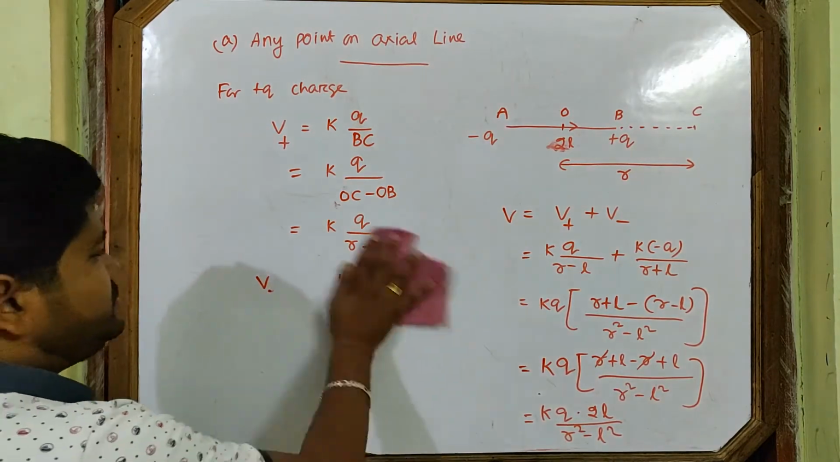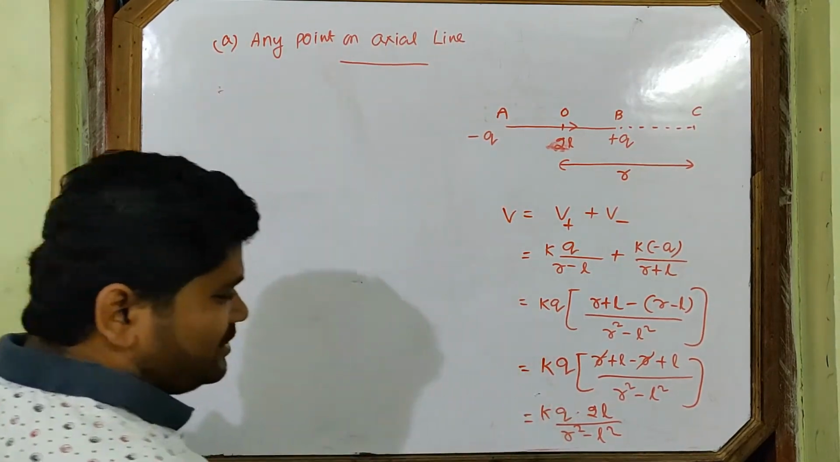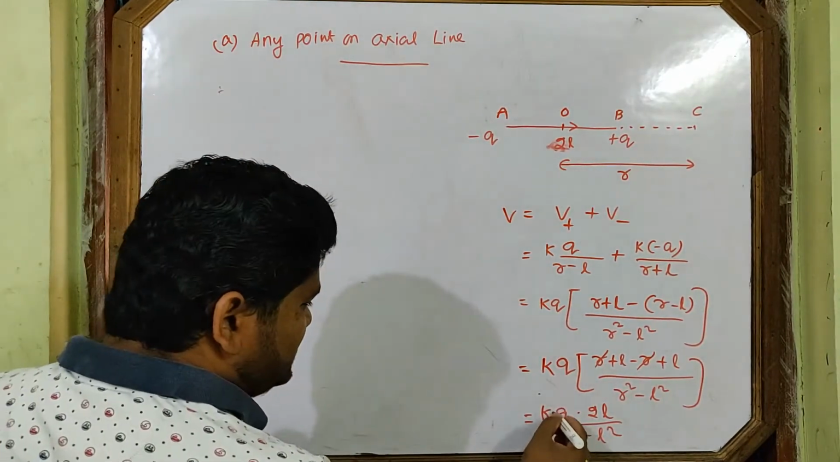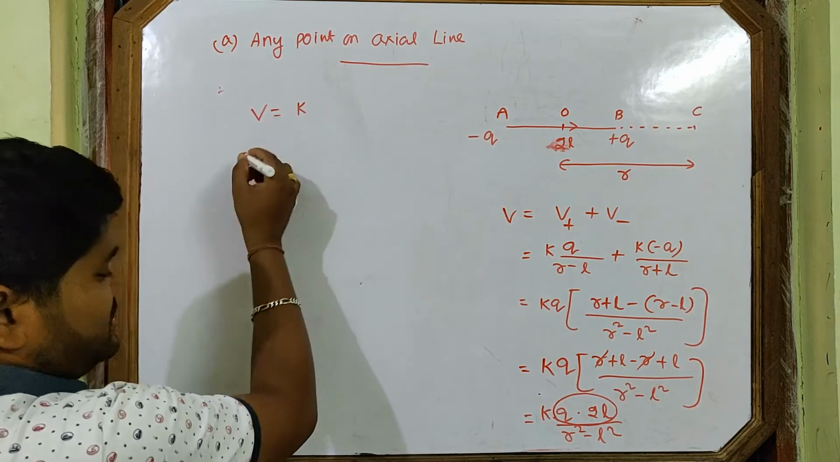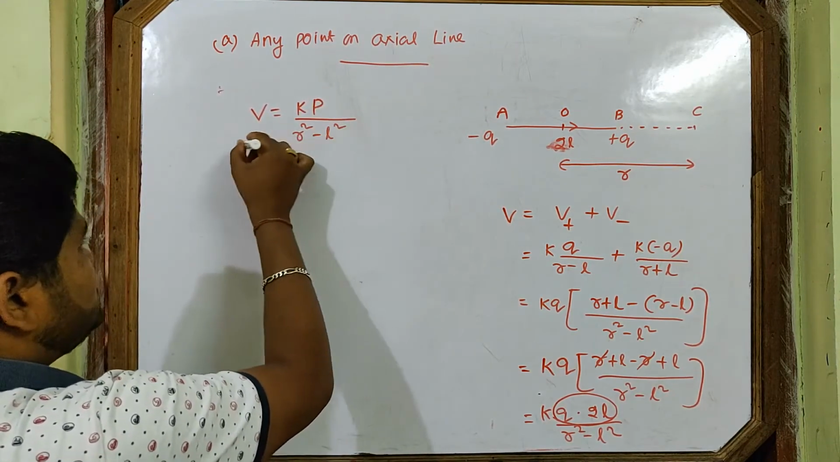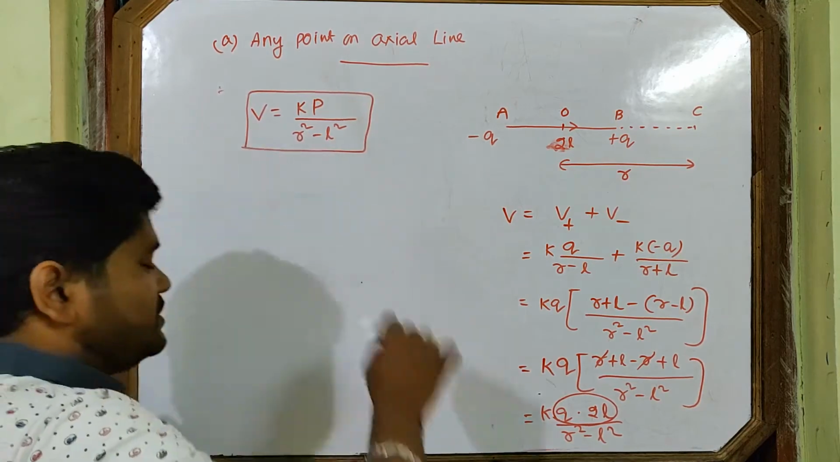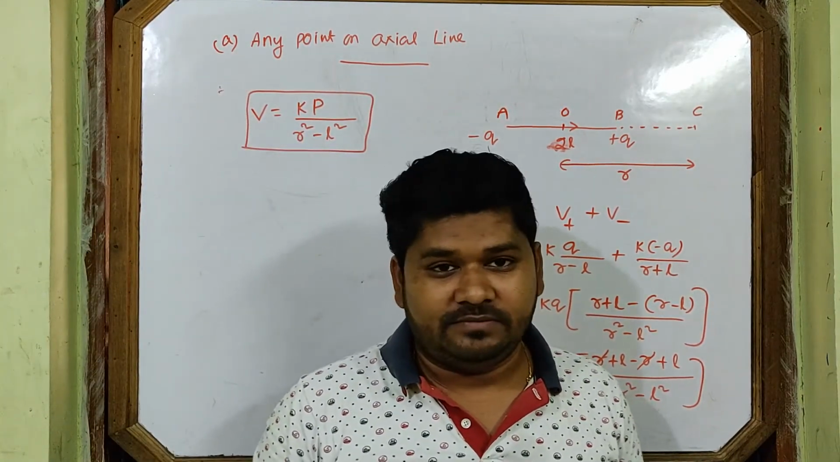Then what about Q into 2L? You know, product of magnitude of either charge and distance of separation, this term. What is this? This is called dipole moment P, over R square minus L square. So this is the potential expression due to an electric dipole.